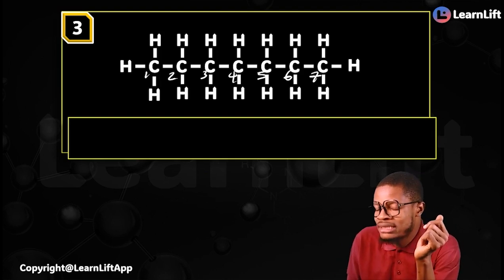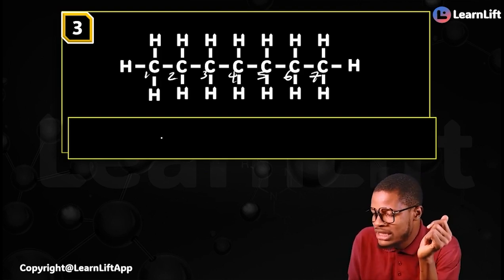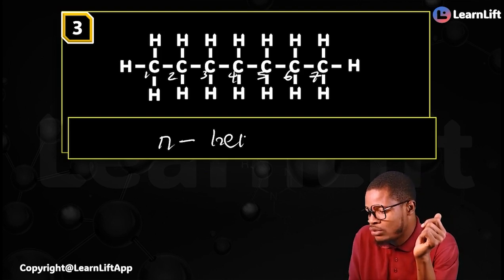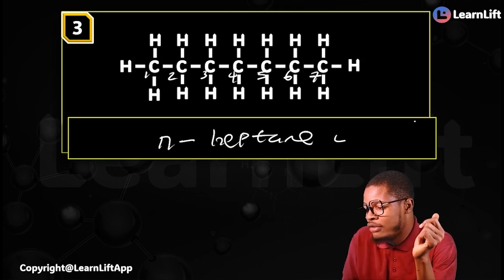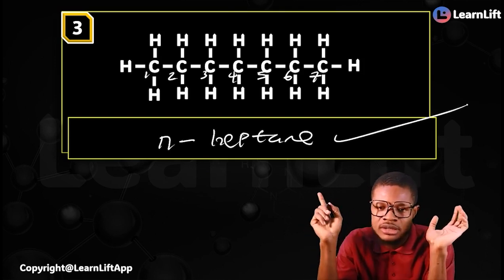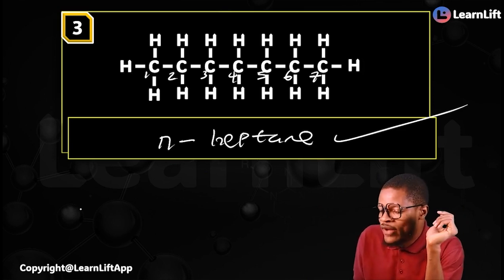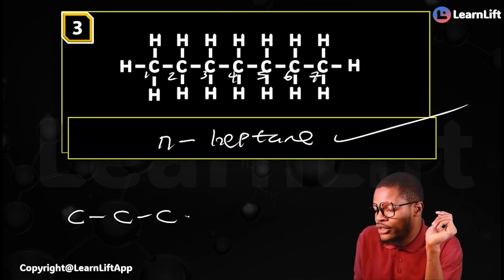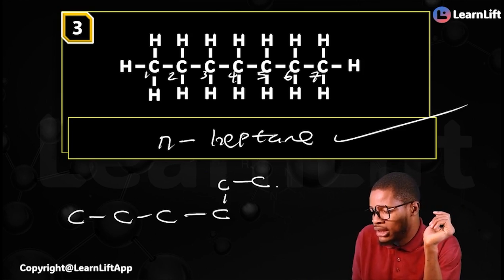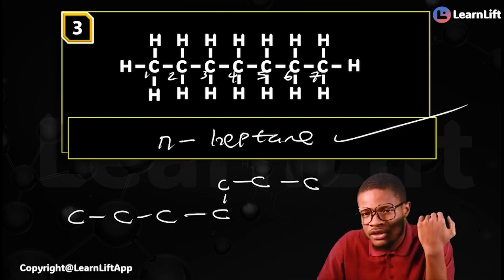What do we call this? 7 is hept. So this guy is called your N-heptane. What is it called? N-heptane. That's the name of this compound. No stress. What if I now have my 1, 2, 3, 4, probably 5, 6, 7. What's the name of this compound?